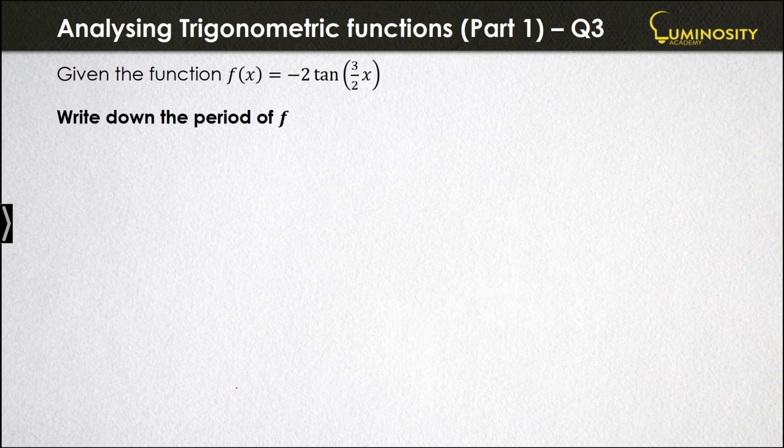We're given the function f of x equals negative 2 times tan of 3 over 2 times x. Okay, so it's a tan graph, so we're expecting things like asymptotes. Write down the period of f.